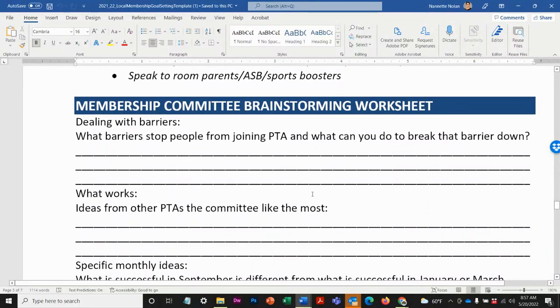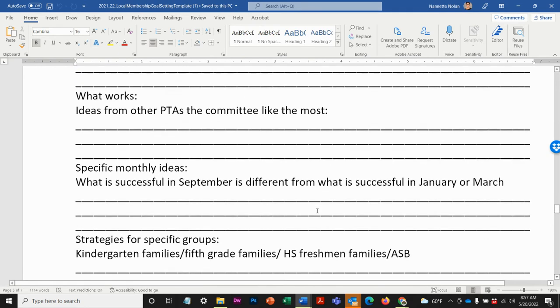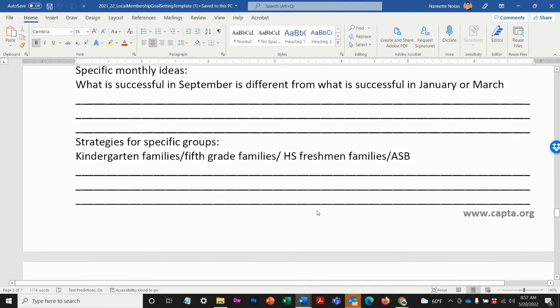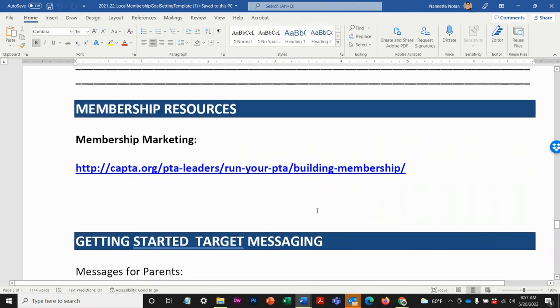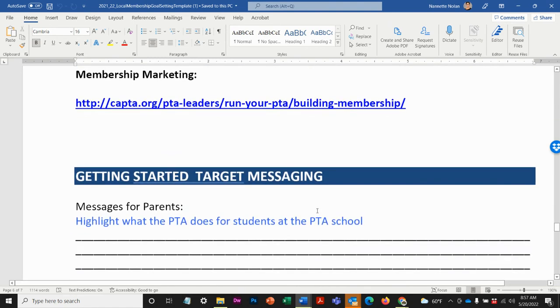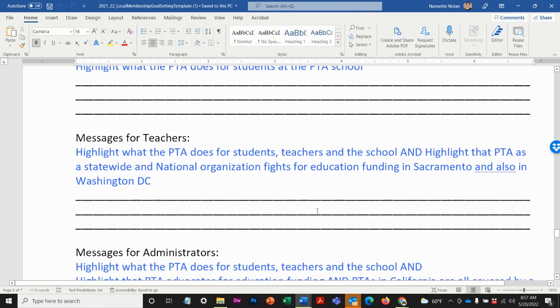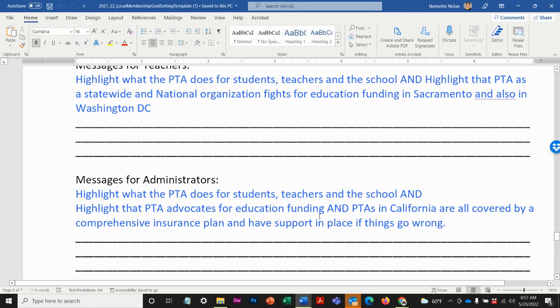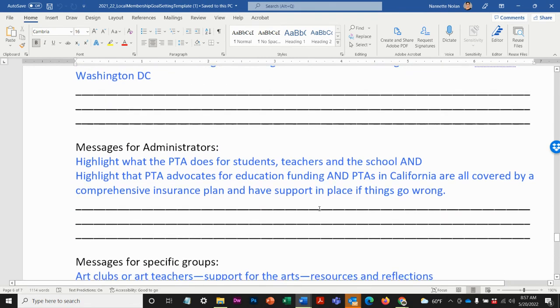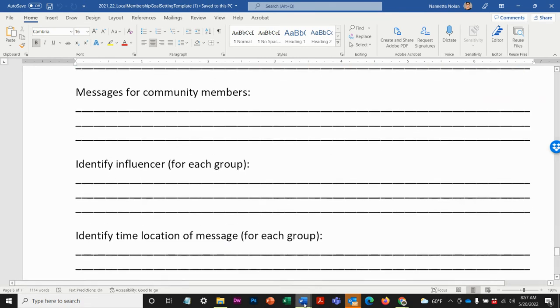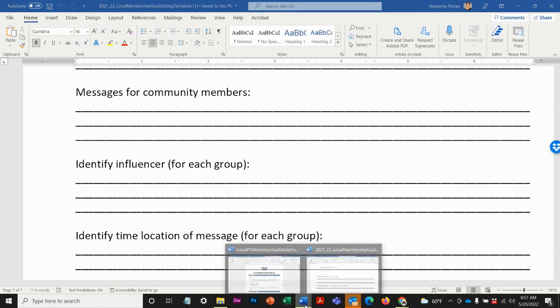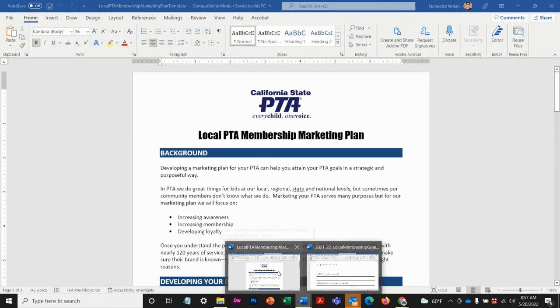Brainstorming: if you have a committee, which I hope you do, there's a brainstorming worksheet. It covers barriers, why people don't join, why they don't renew. I really, really like this. It gives you a lot of ideas and some space to really think about and ask yourselves the questions that are going to help you get the answer. So I love this.